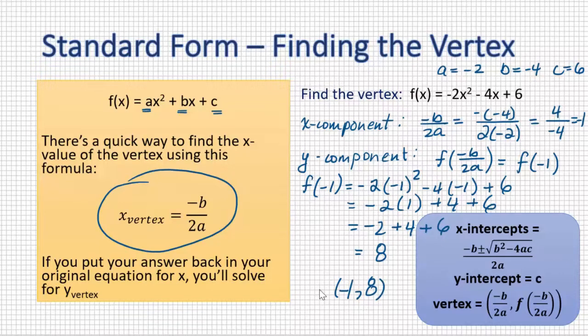Does this parabola open up or open down from the point negative 1, 8? Well, to answer this question, we look at the value of a. Since a has a value of negative 2, we know that this parabola will open downwards, and the vertex, negative 1, 8, will be a maximum value.